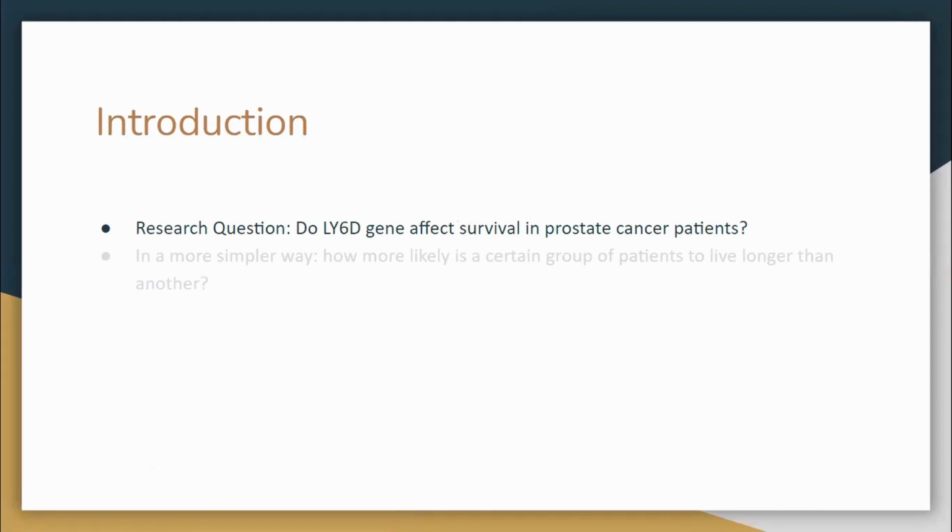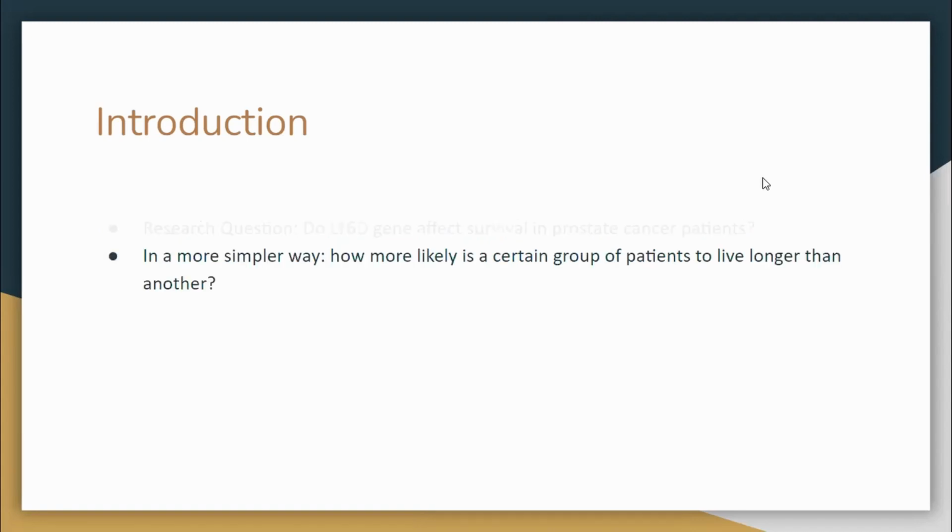Okay, this seems a little bit too general to make any research deduction. So maybe I want to ask, does the gene expression of a particular gene affect the survival rate of cancer patients? This means that if someone was diagnosed to have cancer, will a certain gene level in his or her body tell us anything about his chance of survival? How more likely is a certain group of patients to live longer than another?